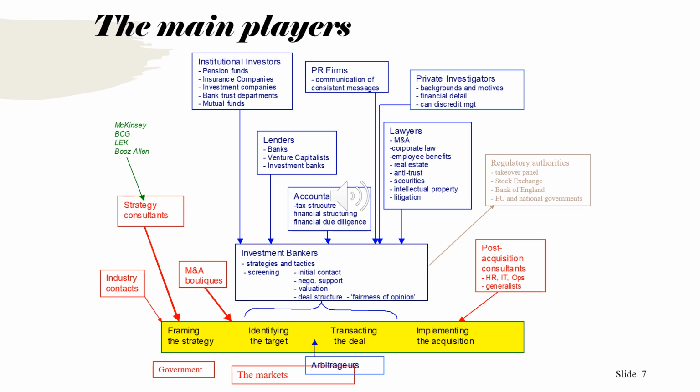As we move to identifying the target, at the top we have institutional investors, pension funds, insurance companies, investment companies, bank trust departments, mutual funds, and so on. And they can be big stakeholders in both the acquirer but also the target company. And they can directly influence company decisions and top company boards.